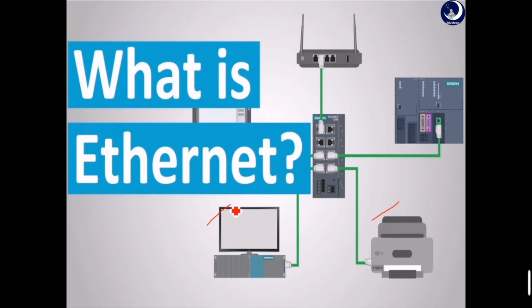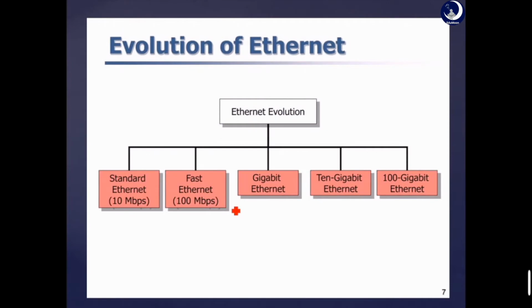Now let's see how an Ethernet evolved. Initially, it was the standard Ethernet of 10 Mbps. Then later came the fast Ethernet of 100 Mbps. Next followed the Gigabit Ethernet of 1 Gbps. Then 10 Gigabit Ethernet, which is of 10 Gbps. Next is 100 Gigabit Ethernet. Here if you observe, the speed of the Ethernet is changing as the Ethernet evolved.